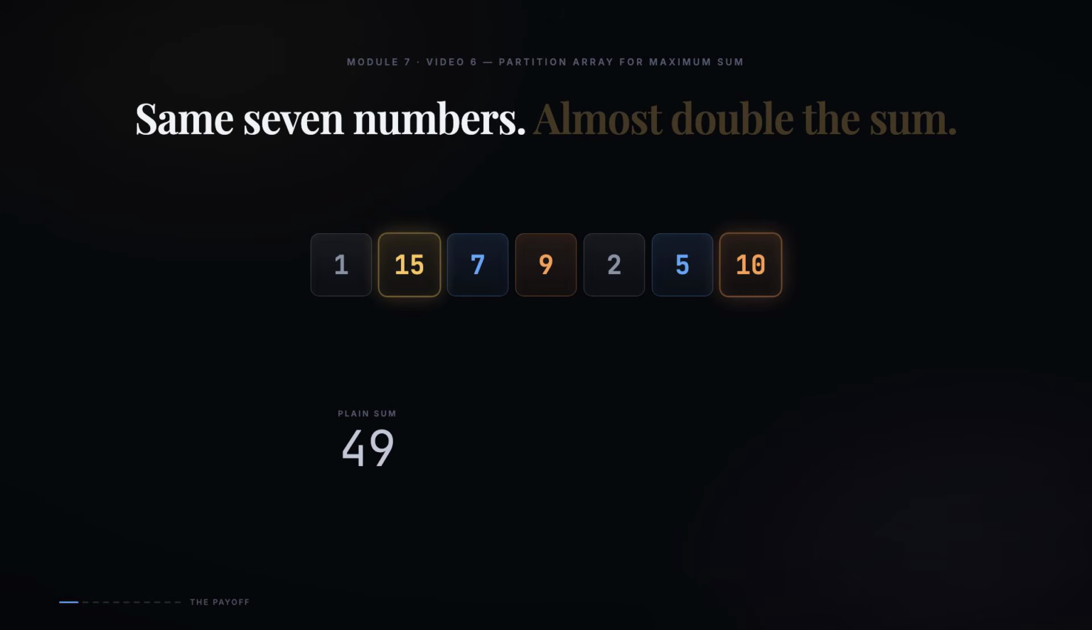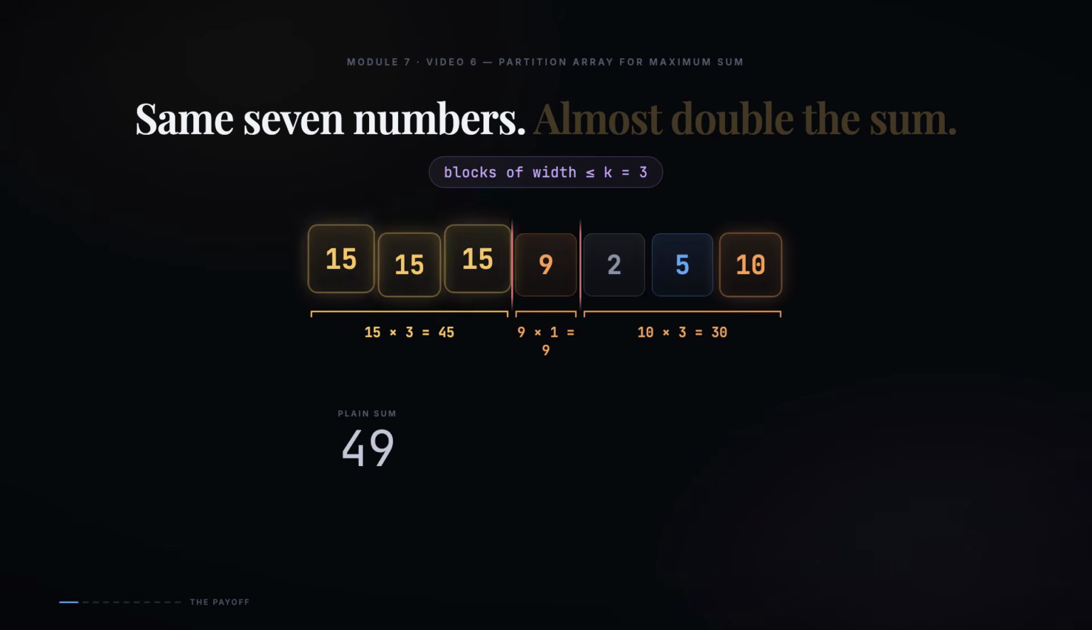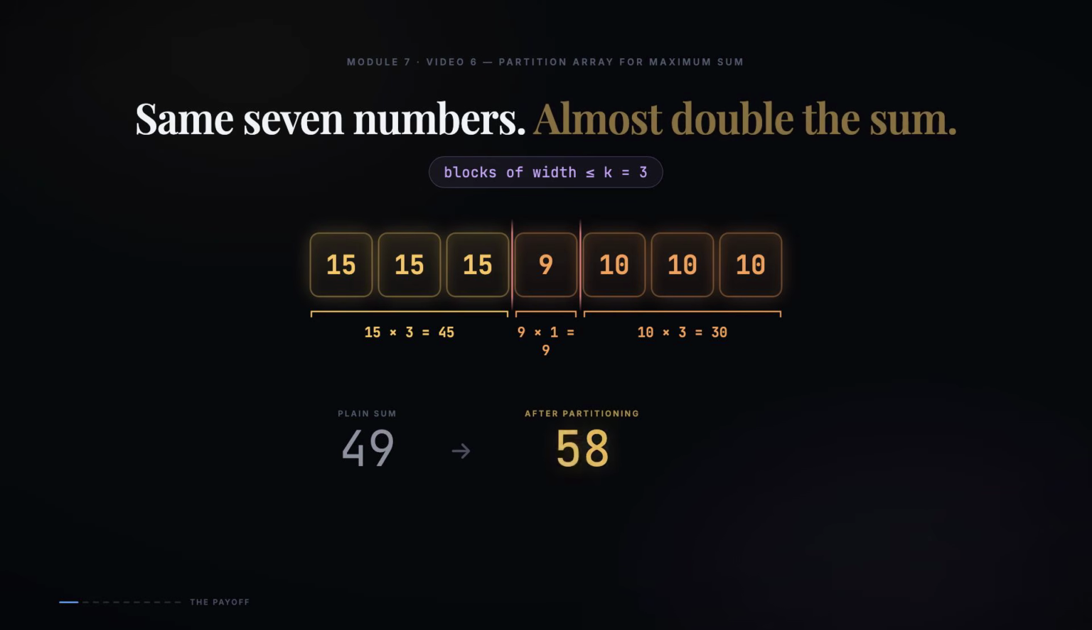7 numbers. Add them up, you get 49. Now watch. Cut the array into contiguous blocks, at most 3 wide. Inside each block, every value becomes that block's maximum. Add again, 84. Same numbers, almost double the sum. The only thing we chose was where to cut. That choice is the entire problem.